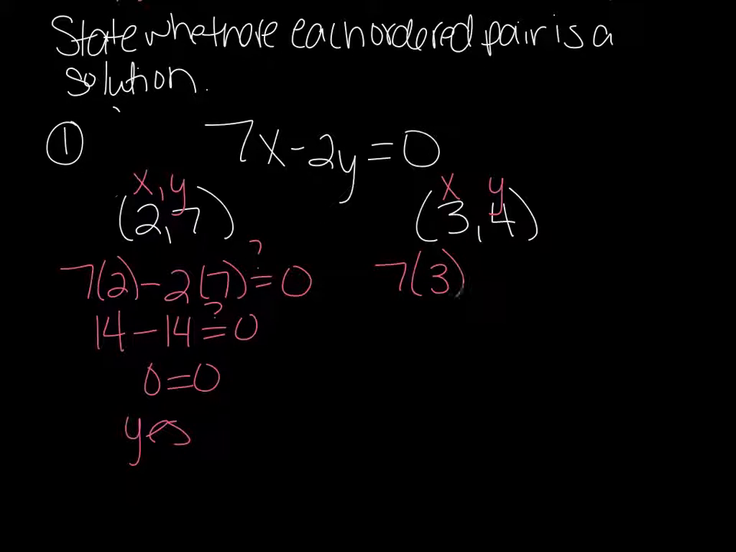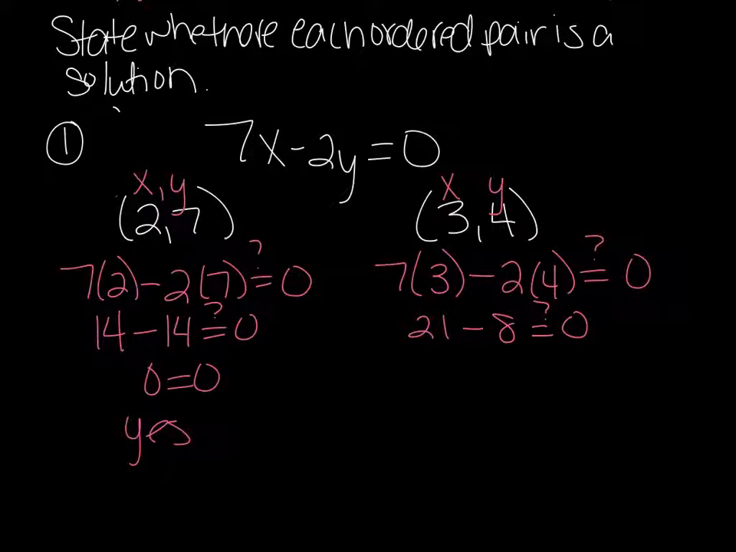So if I have 7 times 3 minus 2 times 4, I'm checking, will that give me 0? Well, 7 times 3 gives me 21, 2 times 4 gives me 8. Is that going to equal 0? No. 13 equals 0, that's not true. So that would tell me no, 3 comma 4 is not a solution. Okay, make sense? Let's plug in numbers, we've kind of done that before.